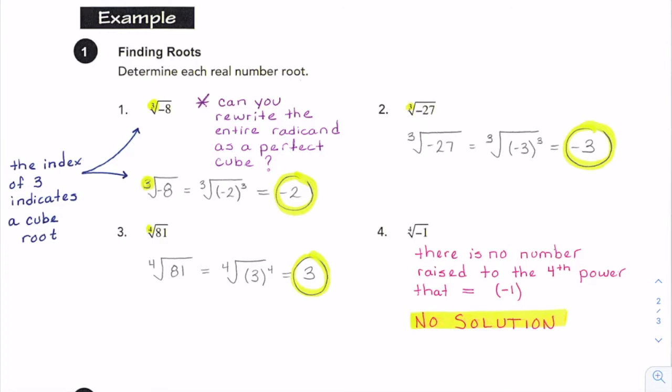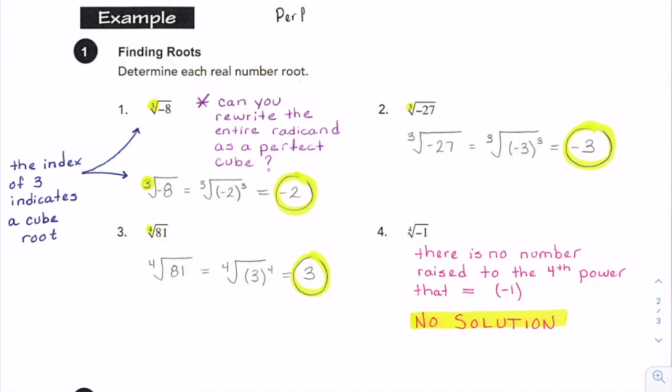Perfect squares are the answers you get when you multiply a number by itself. So for example, 1 times 1 is 1. That's a perfect square. 2 times 2 is 4. That's a perfect square. 3 times 3 is 9. 4 times 4 is 16. 5 times 5 is 25. 6 times 6 is 36. 7 times 7 is 49. And this list would continue.